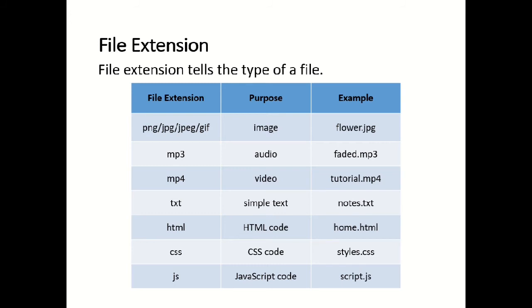And if I would see an example in which the file extension is mp3, it would be considered as an audio file. If I would see an example with mp4, it would be considered as a video file. If I see the file extension txt, it will be considered as a simple text file. Like that, for HTML, CSS and JavaScript codes, we use different file extensions. If there is a file with the extension HTML, CSS or JavaScript, it means that it has HTML, CSS or JavaScript code.